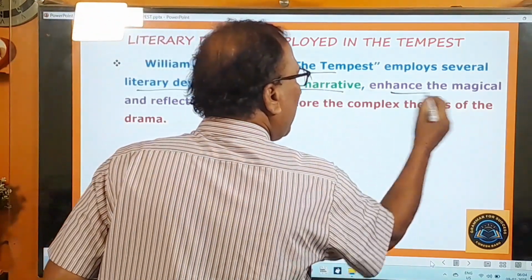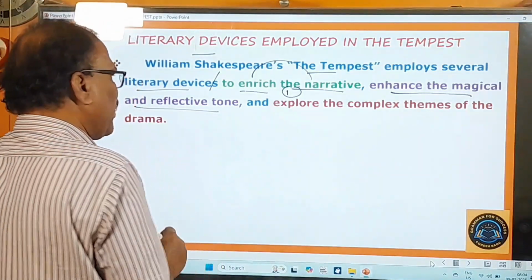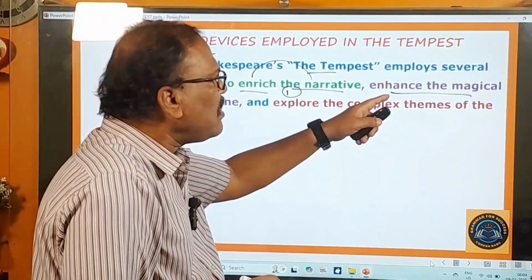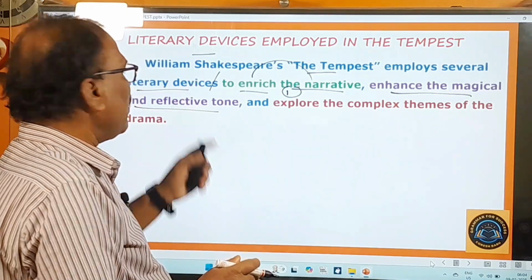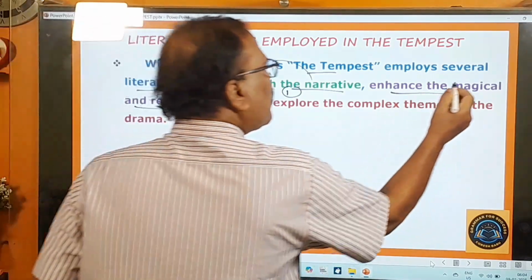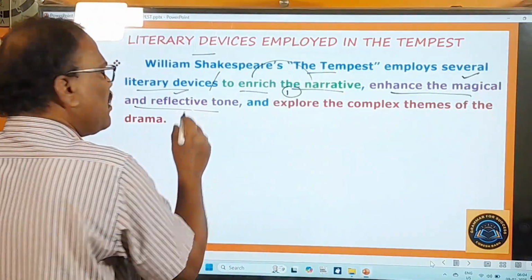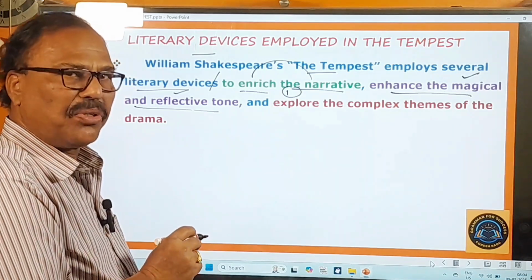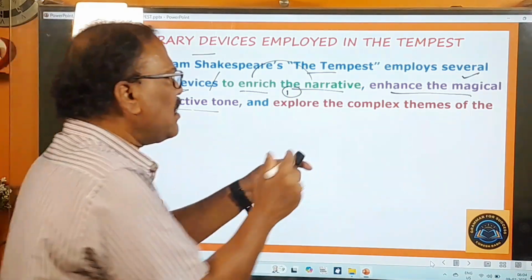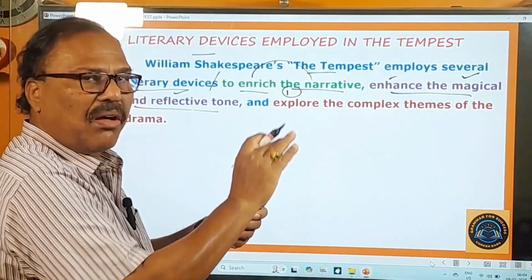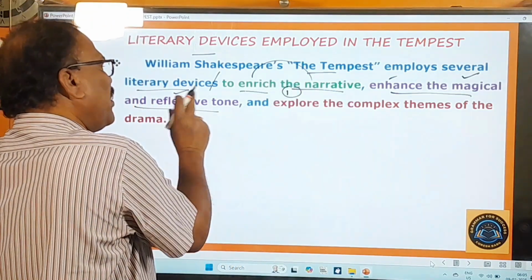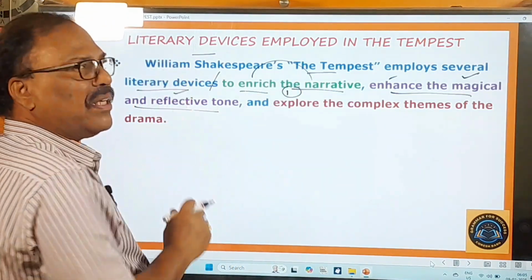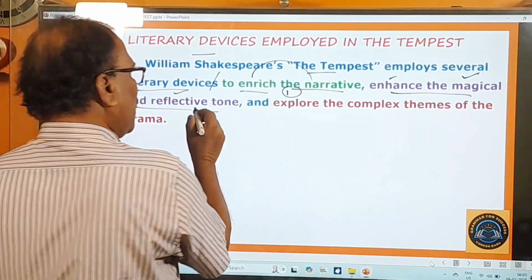And next, to enhance the magical and reflective tone. For enhancing the magical and reflective tone, also several literary devices have been used. Magical means supernatural, and reflective means contemplative or thoughtful tone. So, in order to enhance, to increase, the supernatural and contemplative tone, these literary devices have been used. That is the second one.